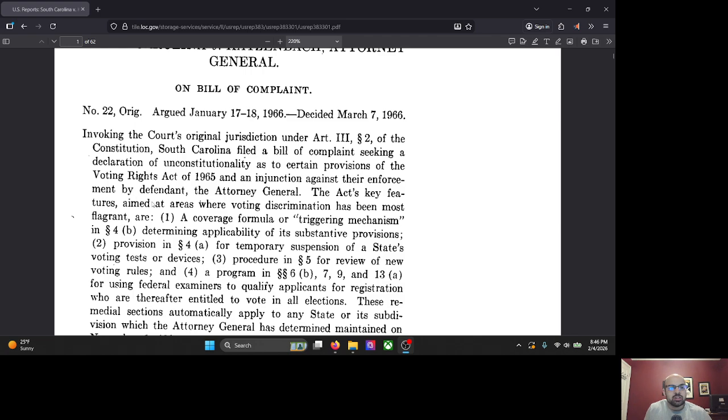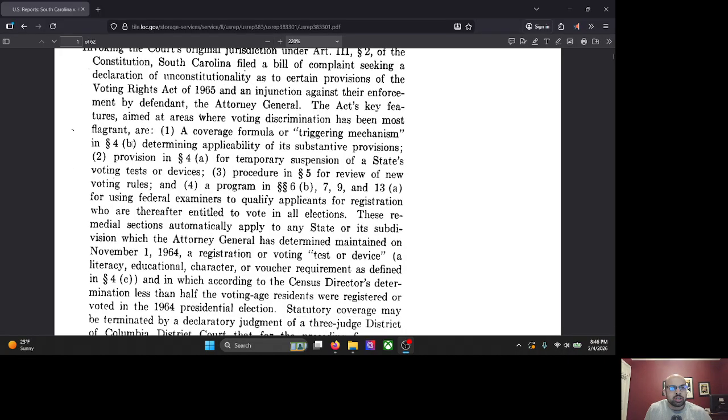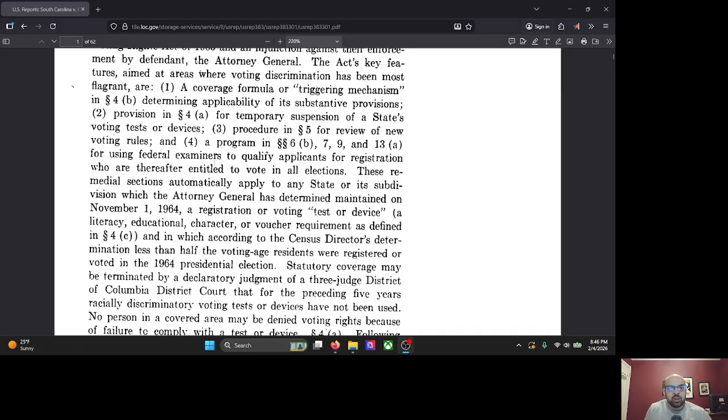The Act's key features aimed at areas where voting discrimination has been most flagrant are: 1. A coverage formula or triggering mechanism in subsection 4b, determining applicability of its substantive provisions; 2. A provision in subsection 4a for temporary suspension of a state's voting tests or devices; 3. A procedure in subsection 5 for review of new voting rules; and 4. A program in subsections 6b, 7, 9, and 13a for using federal examiners to qualify applicants for registration who are thereafter entitled to vote in all elections.